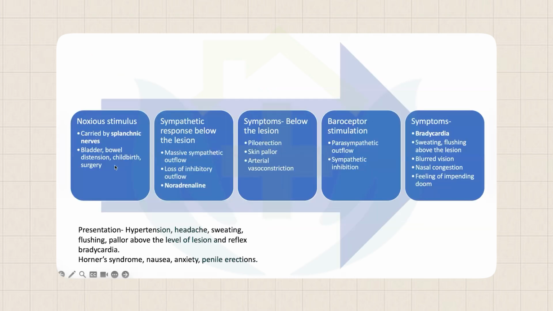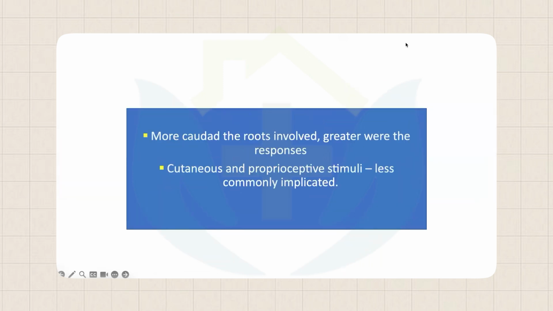As I said, noxious stimuli will stimulate the sympathetic system below the level of lesion, causing a sympathetic discharge which is uninhibited. Above the level of lesion, baroreceptor stimulation causes parasympathetic and vagal stimulation, bradycardia, and flushing. No hypotension, but hypertension. So generally headache, flushing, bradycardia, piloerection. These are the major cardinal features of this phenomenon. And the more the cord involvement, the greater is the effect.